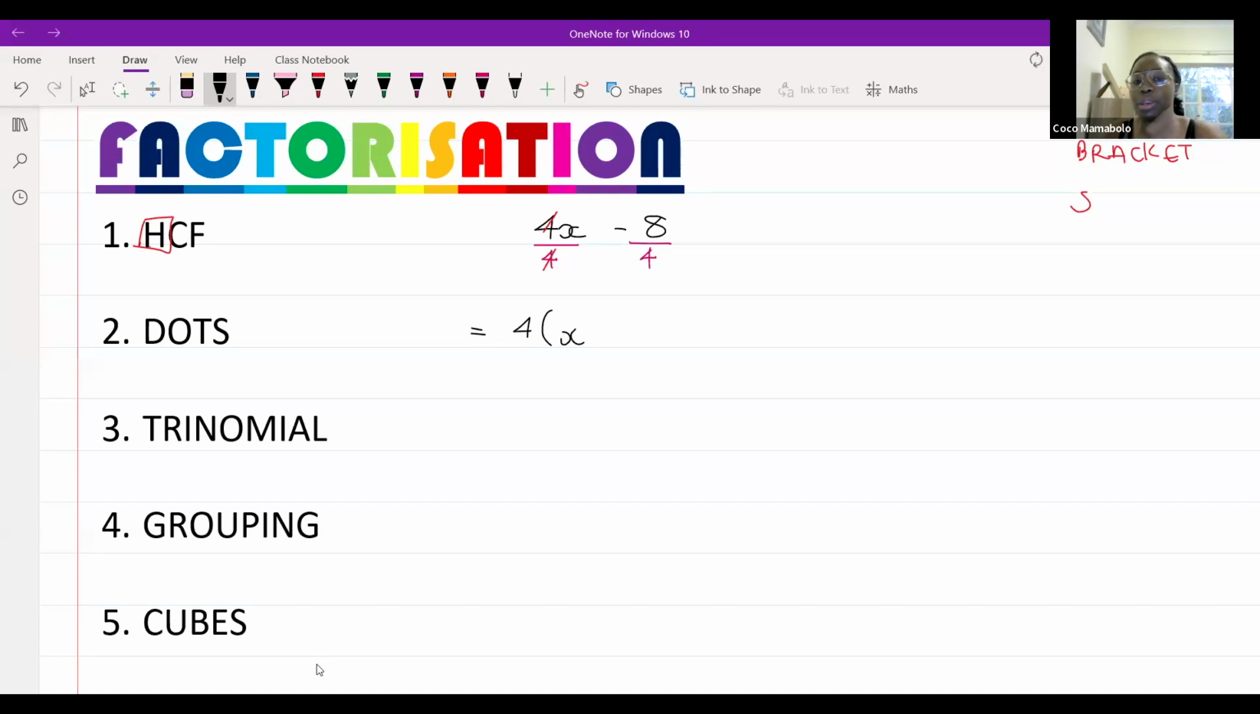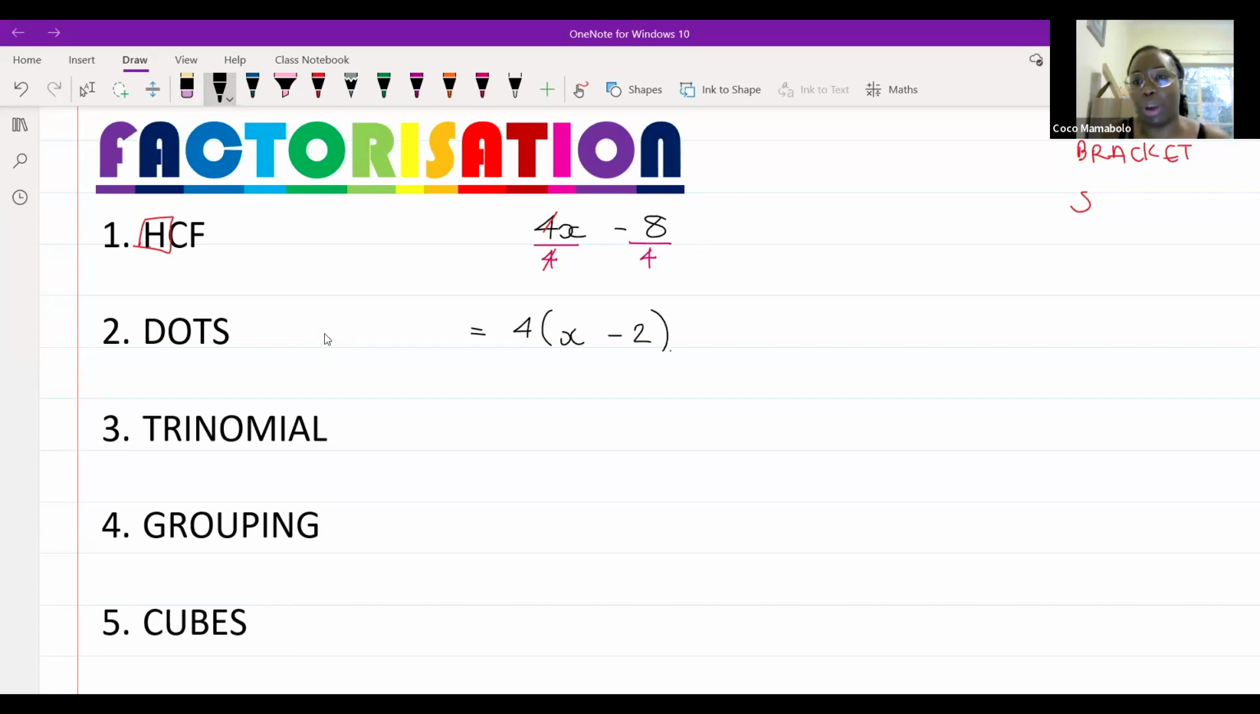Not just 2, be very careful. Negative 8 divided by 4 will give us negative 2. Don't forget the negative, because sometimes we might take a negative out, and it's very important that we get the correct answer. All right, good. Well done. Excellent.